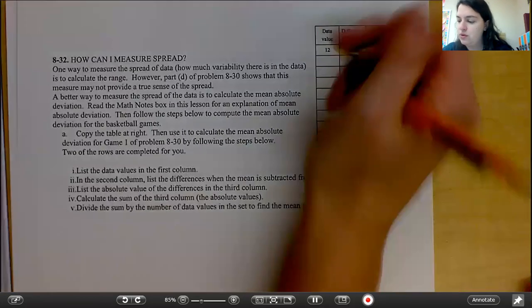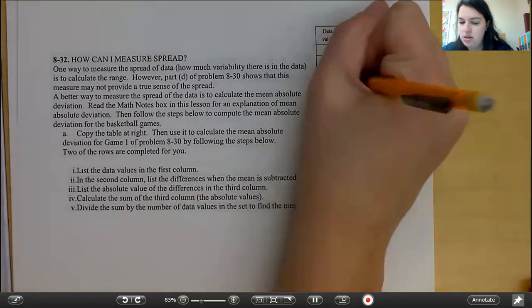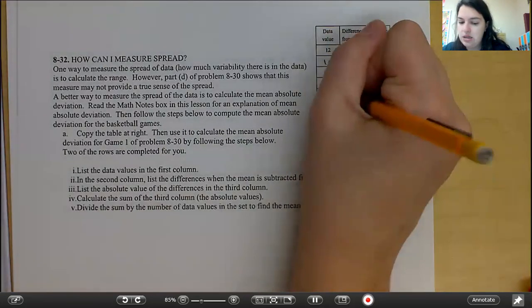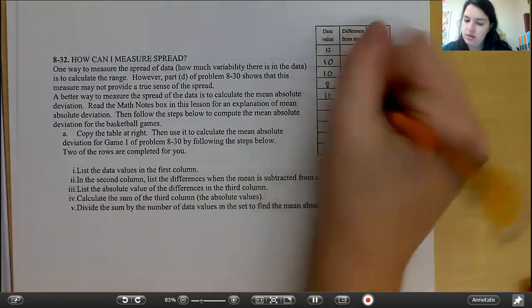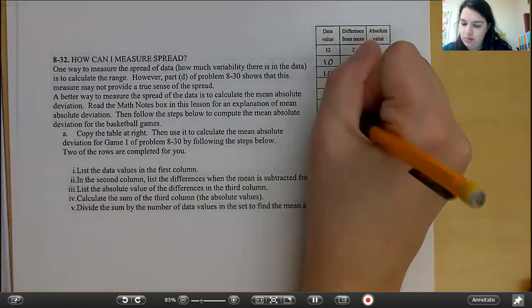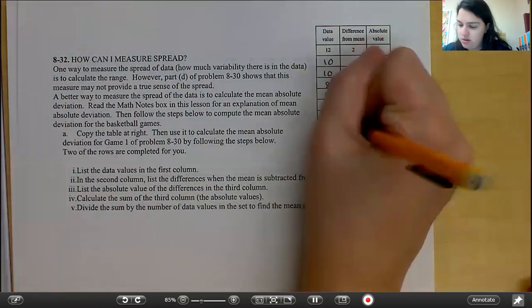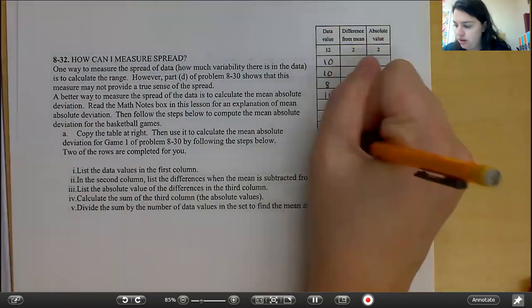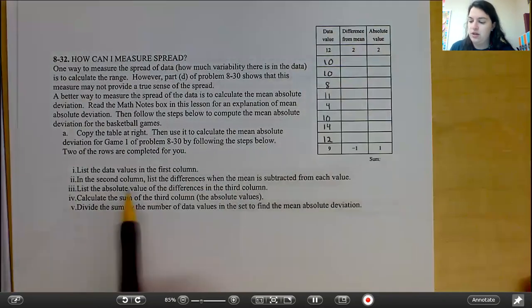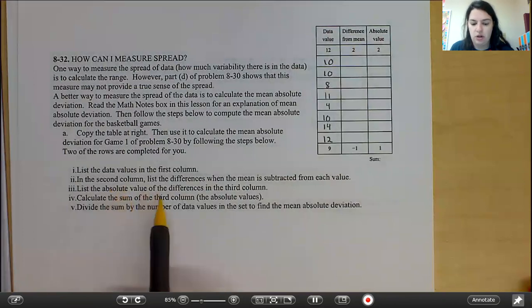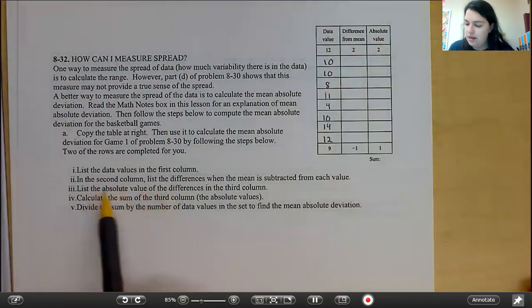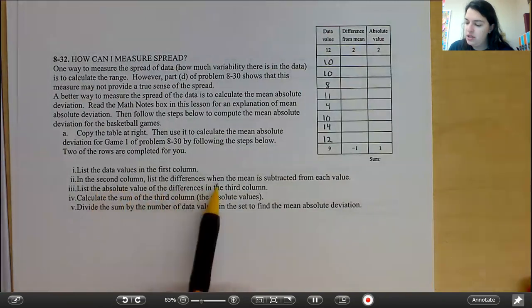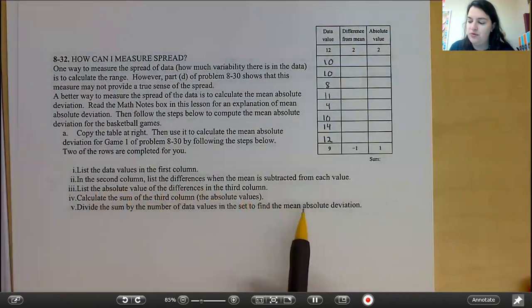The data values are 12, 10, 10, 8, 11, 4, 10, 14, 12, and then 9. And that's the first step: list the data values in the first column. Second step, in the second column, list the differences when the mean is subtracted from each value.